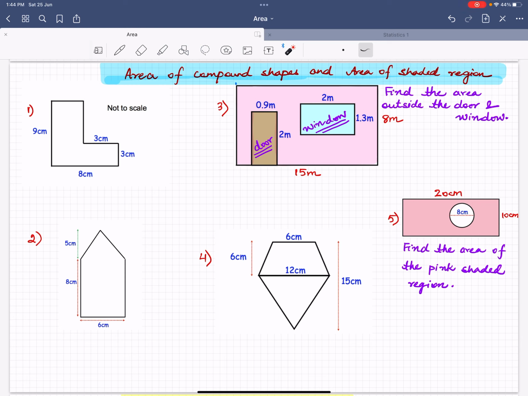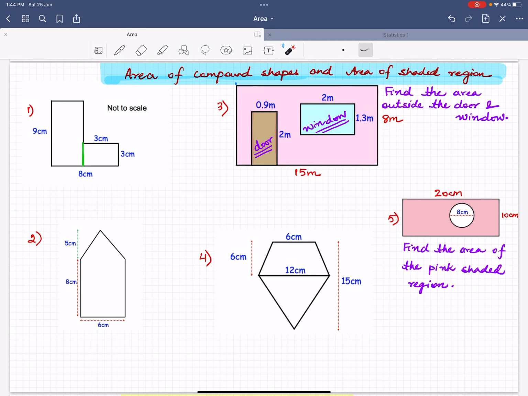We can divide the shape horizontally or vertically. In both cases, we get the same answer. So let's divide the shape. We get two rectangles. Formula for area of rectangle is length into breadth. We have one of the dimensions, but the other dimension is missing.